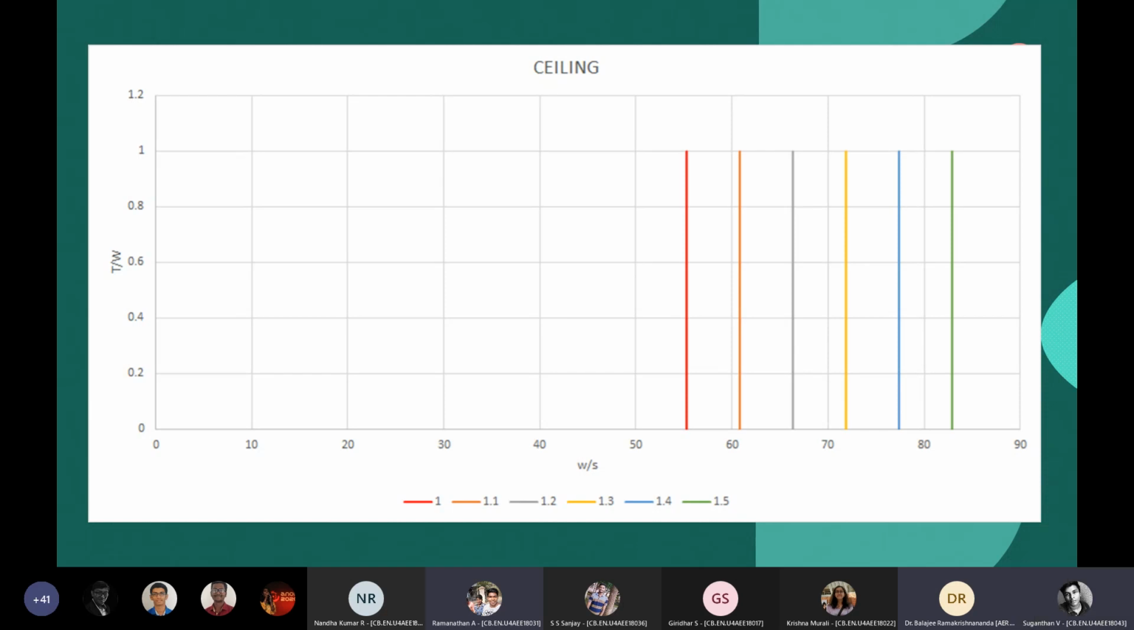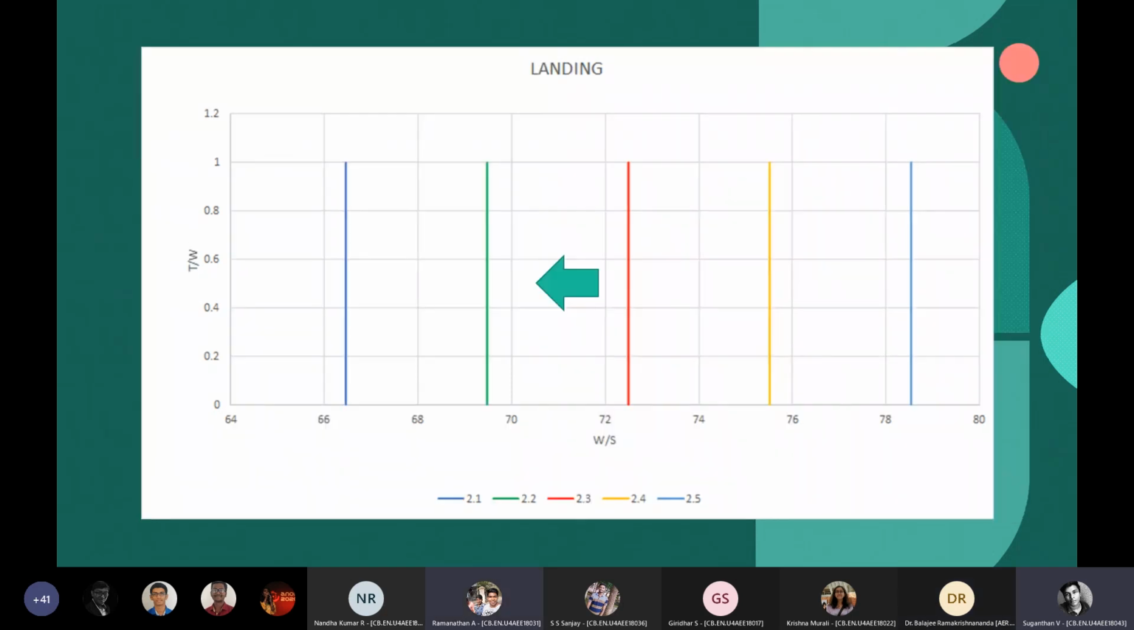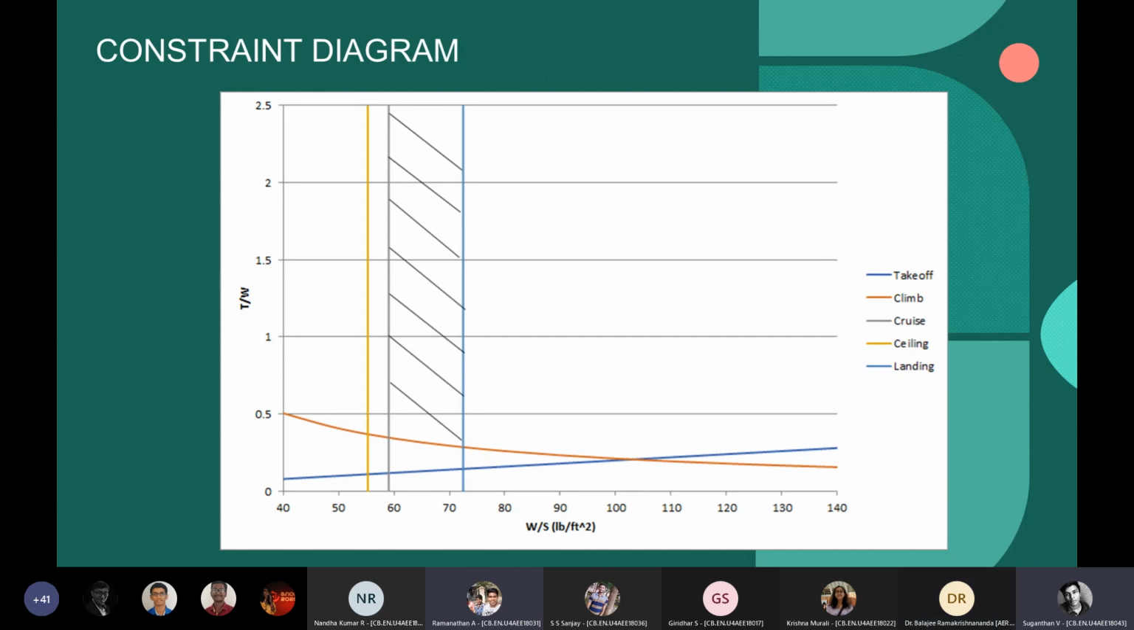I also have a doubt, as Ramanathan. You told it's towards the left. I will just move to the final constraint diagram, sir. So the ceiling is the yellow line. If it's towards the left, then getting any cruise is also not achievable. Cruise wing loading is fine, but in total you don't get a feasible region here at all.